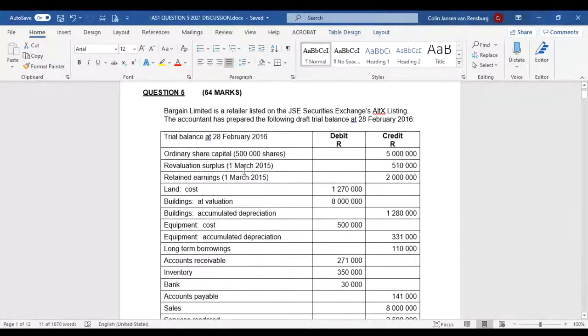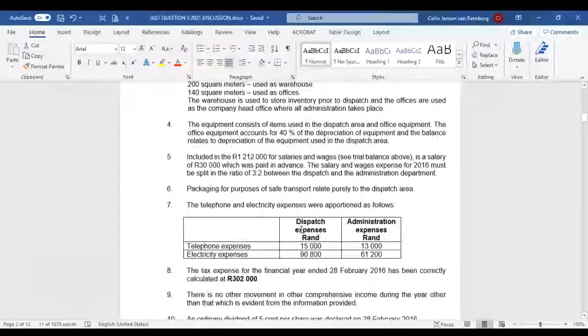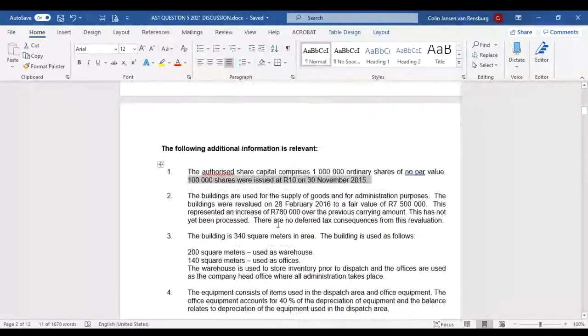Okay, sorry. We will see that there were some shares issued during the year, right? That is why that is 5 million and not 1 million. We'll see a little bit later, some shares were issued during the year, if I remember correctly. Anyway, where were we?